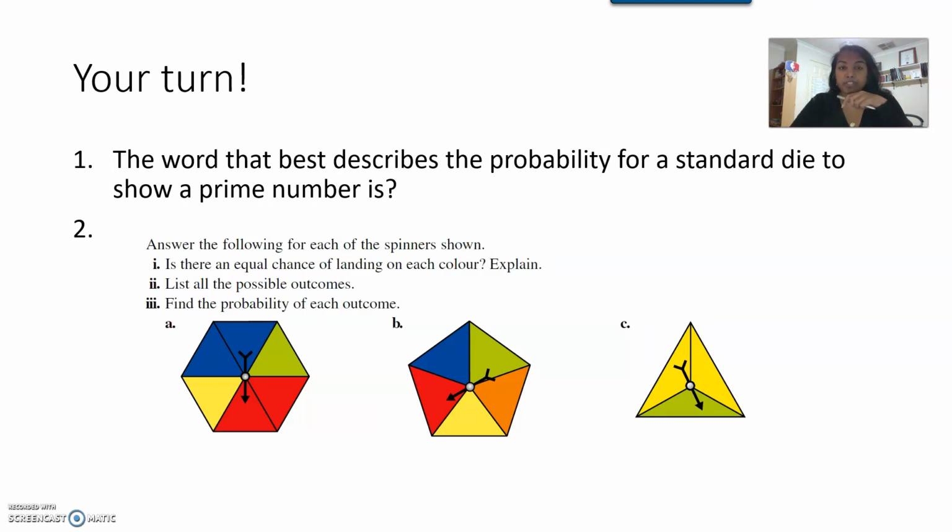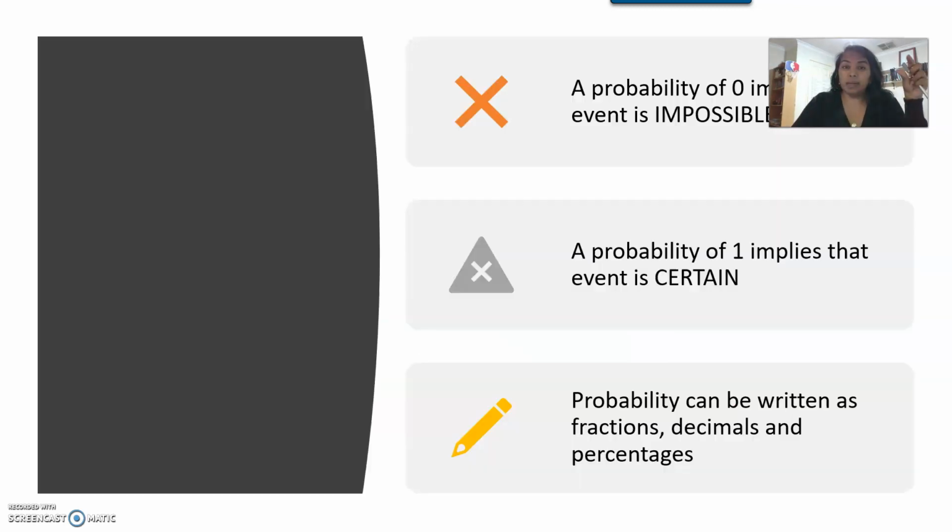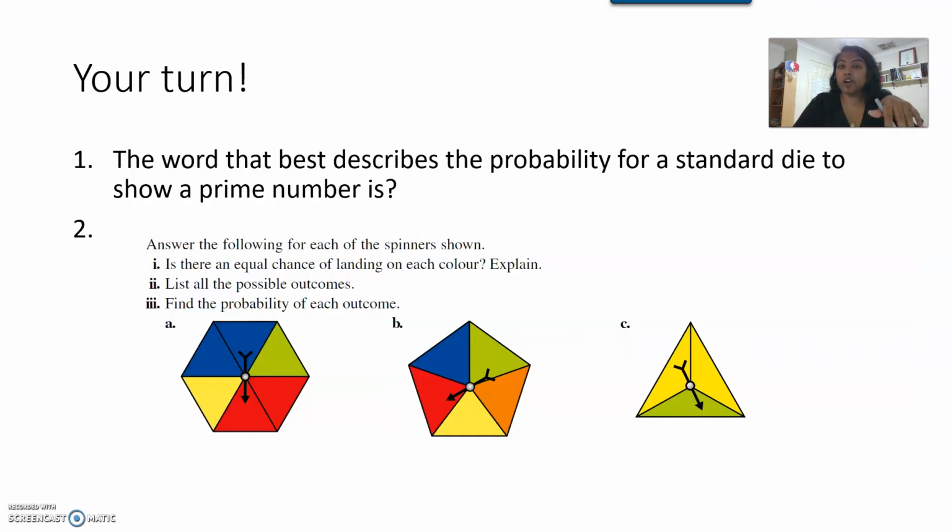Okay, I want you to pause the video and try these questions. The first question: the word that describes the probability for a standard die to show a prime number is. Going back to the number line, which word describes that option? Question 2. Answer the following for each of the spinners shown. Is there an equal chance of landing on each color? Explain. List all the possible outcomes and find the probability of each outcome. For A, B, and C, for each of the spinners, you need to answer those 3 questions.